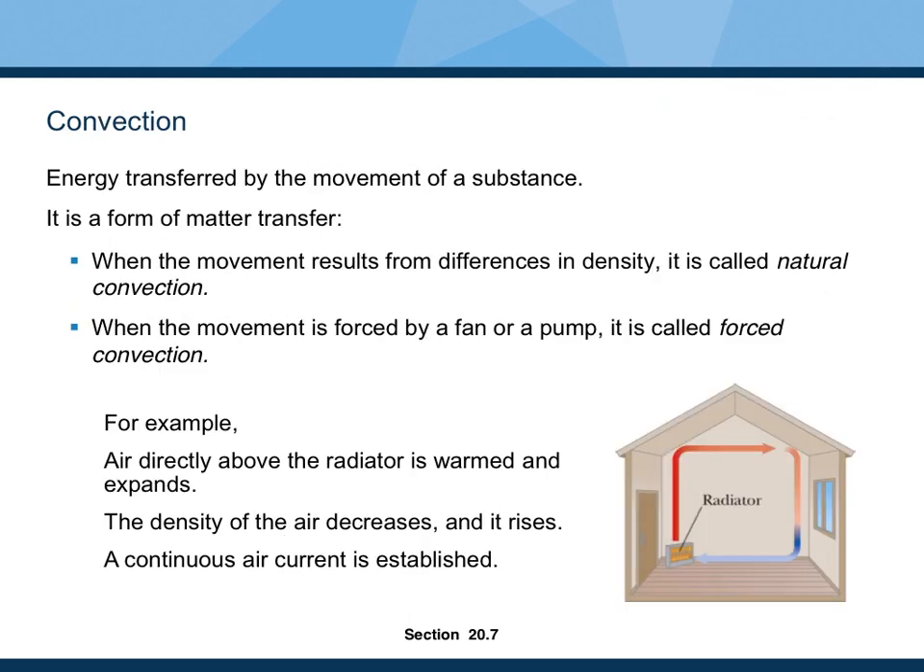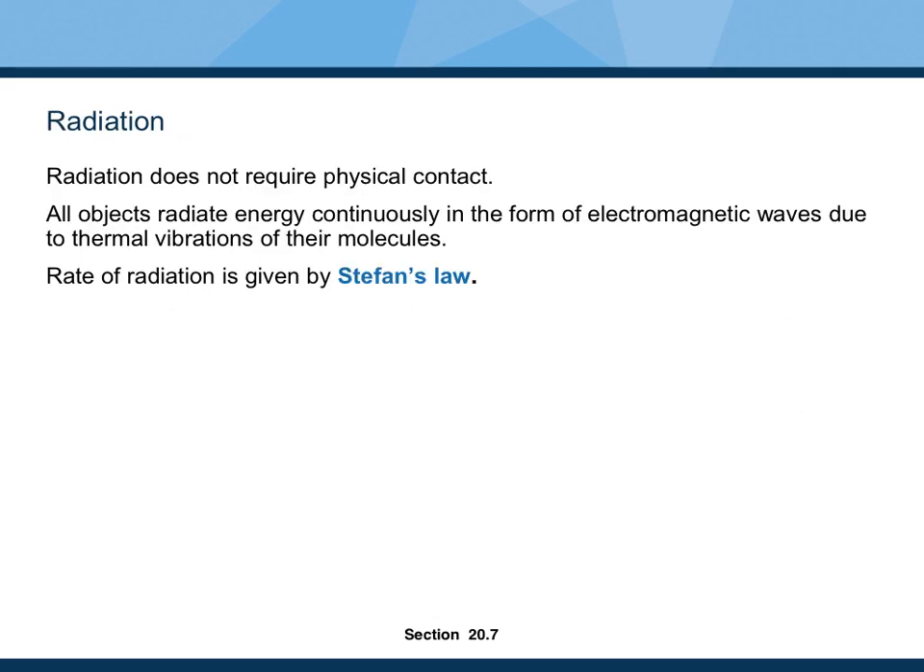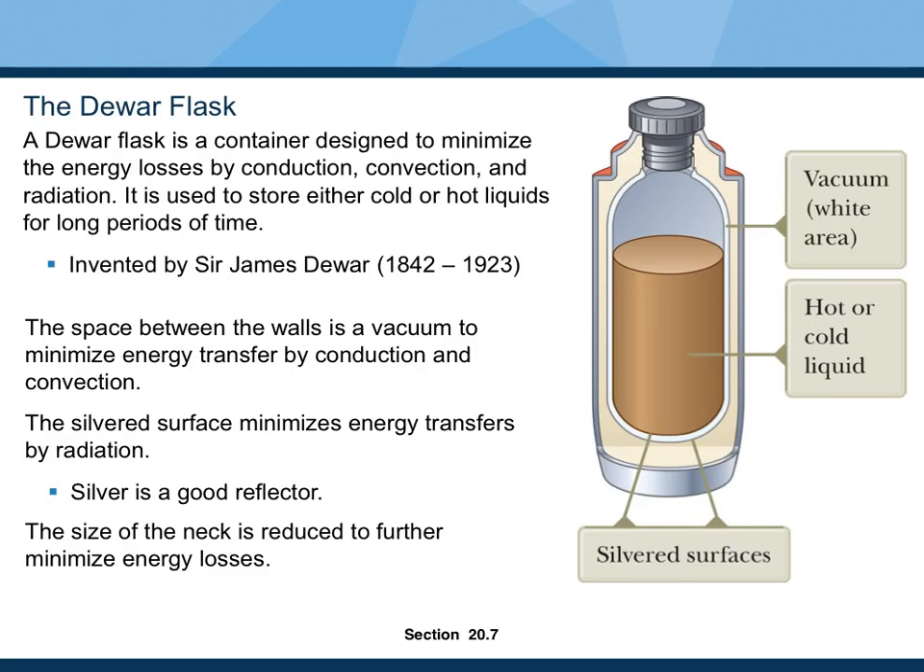Convection is the energy transferred by the movement of a substance. It happens in fluids, that is, liquid and gas only. All objects will radiate energy continuously in the form of electromagnetic waves if they have non-zero temperature. Radiation does not require physical contact. A Dewar flask is a container designed to minimize the energy loss by conduction, convection, and radiation.